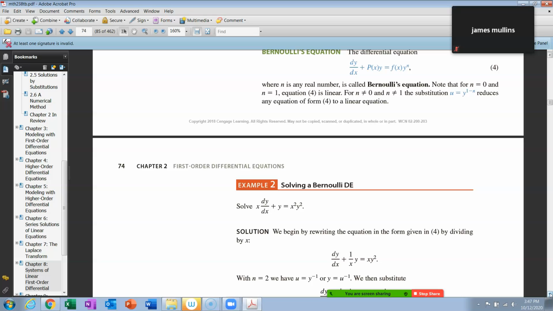So we'll pick up with Bernoulli next time and hopefully finish that and move on to 2.6, which is the numerical method. Any questions? Sorry about all the interruptions today. Any questions?